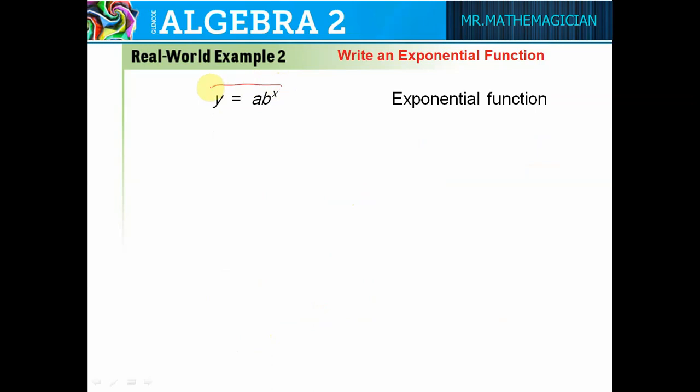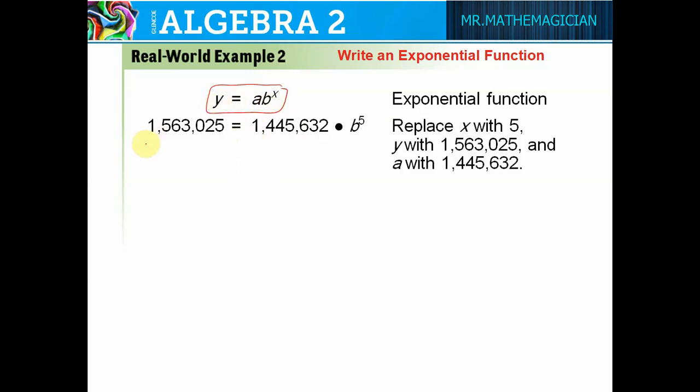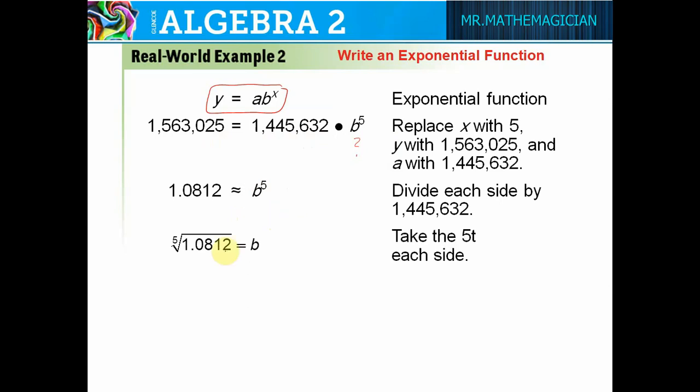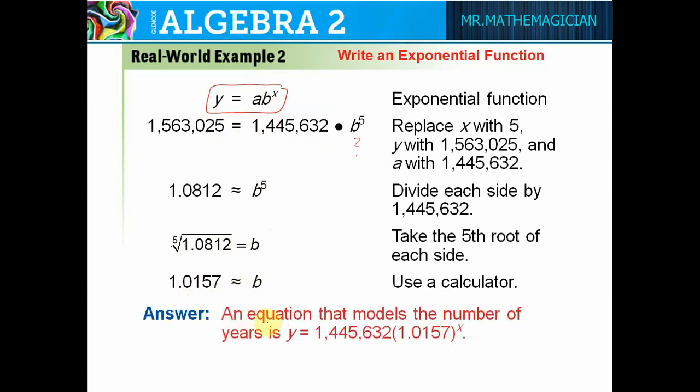So this is the form of the exponential function, y equals a times b to the power of x. Now let's substitute y as the new number, 1,563,025. A is the start, 1,445,632, and for 5 years, and we need to know b. First we will divide both sides by this number to get b to the power of 5 alone. Then we take the fifth root using a calculator to know the value of b. The value of b is approximately 1.0157.